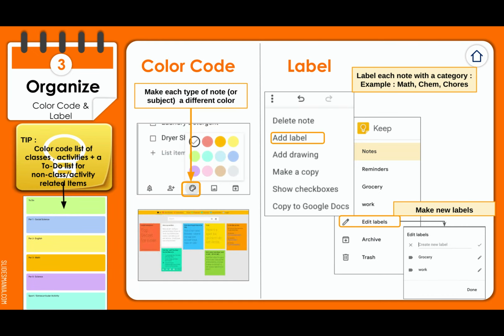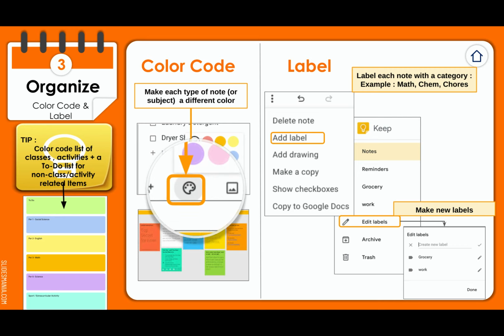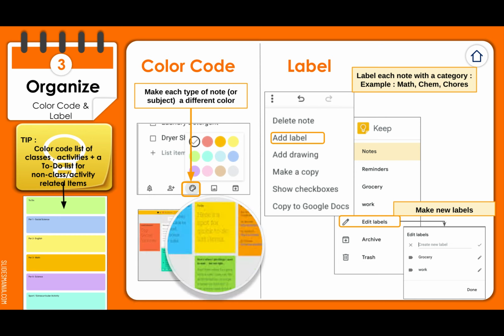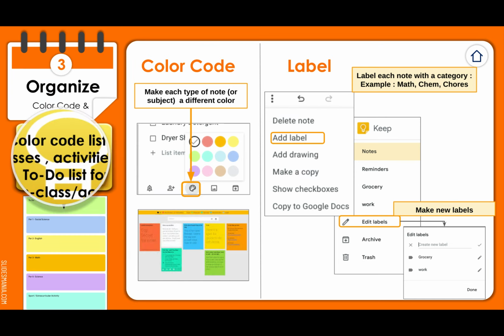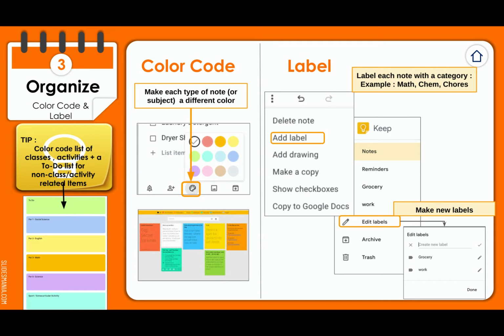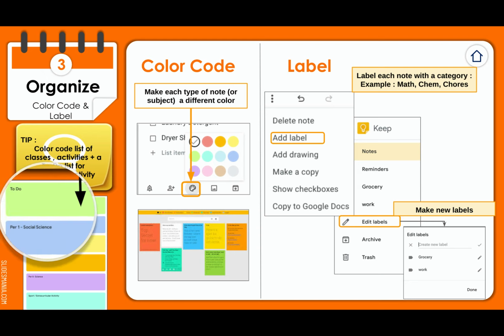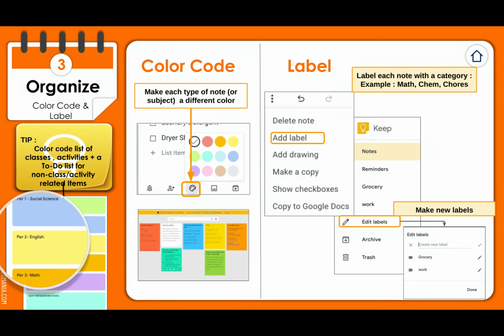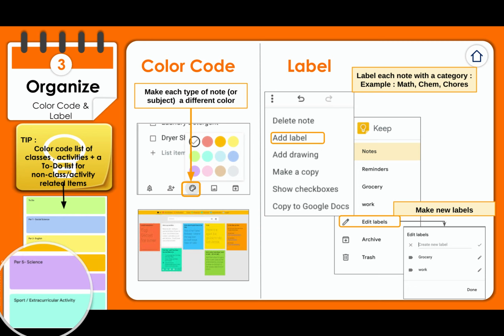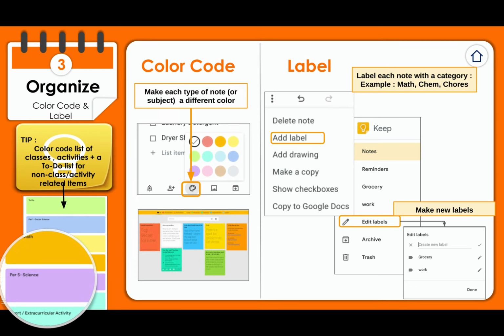Another way to organize your notes and lists in Google Keep is with a color code. You can make each type of note or subject a different color. So how do you do that? This is the icon. It looks like an artist palette. You could see an example below of different colored notes. So for example, you might want to color code a list of classes, activities, a to-do list for non-class activity related items. You could see what I've done here: to do, period 1, social science, 2, then I even have a place for sports and extracurricular activities to color code.